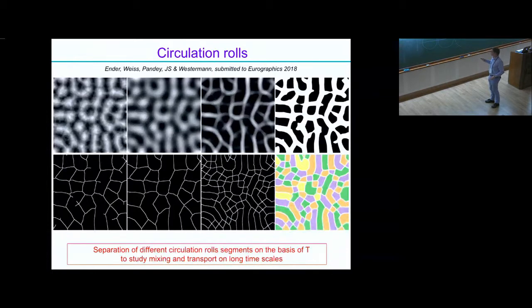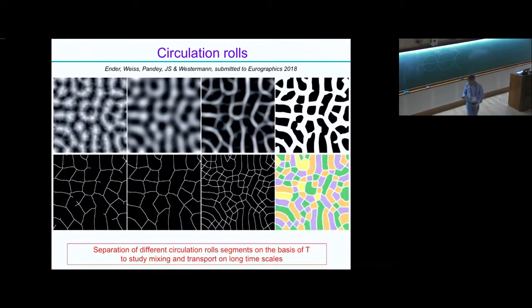I'm pointing with my pointer to the blackboard now. So the ridge is basically a hot region where we have upwelling fluid, and the valley, the dark region in the grayscale, is where we have descending fluid. And then you can do an image segmentation, and you basically can divide your extended plane into segments where you have these rolls and these modulations across the rolls, and then you can study the transport in that system, which we have done, but there's still some work to be done.